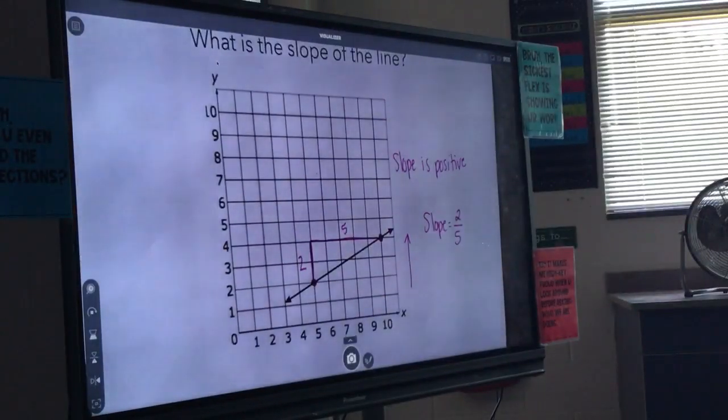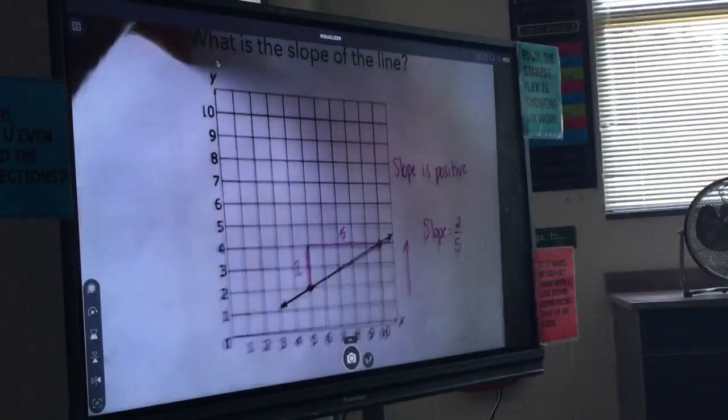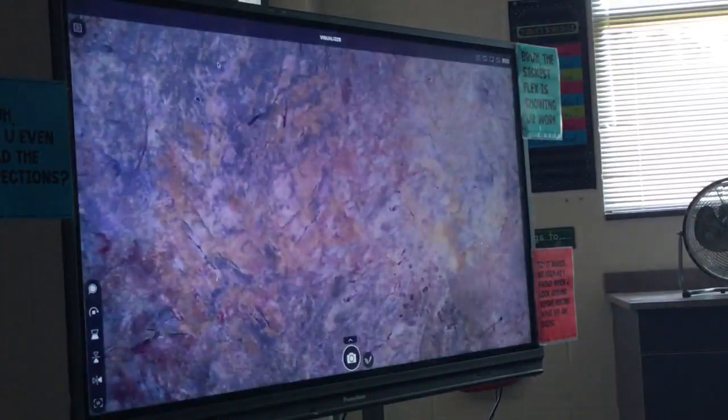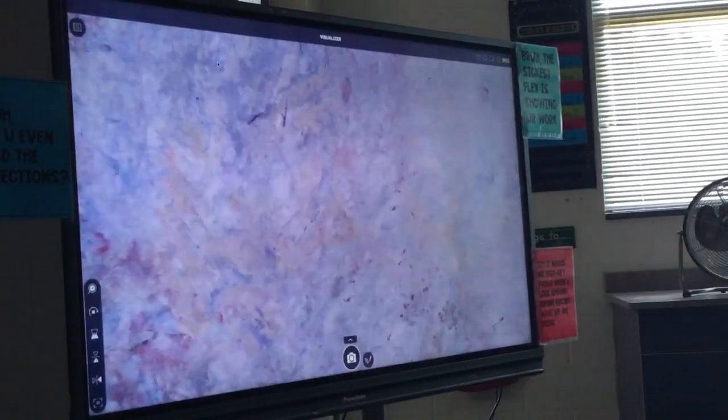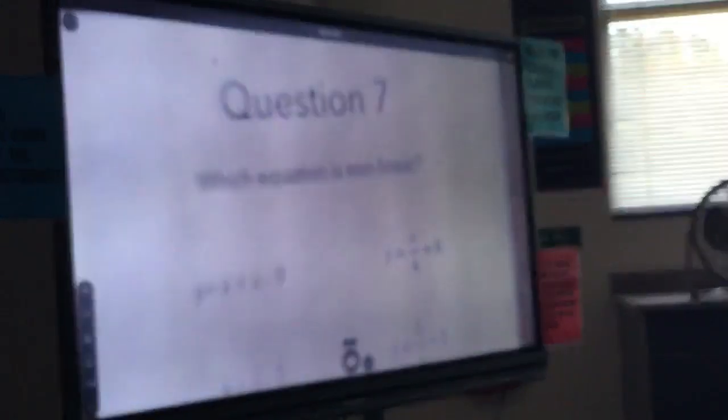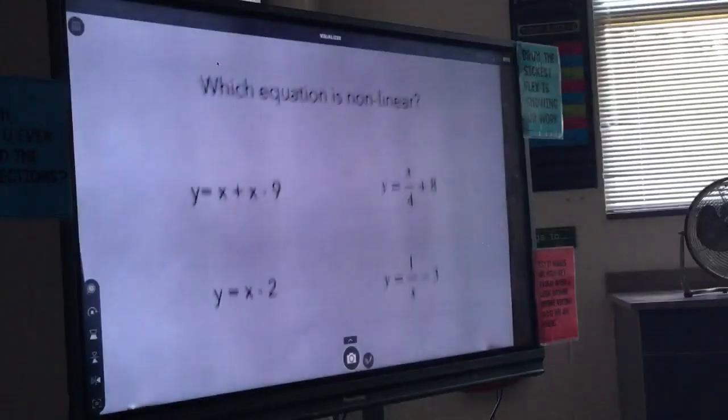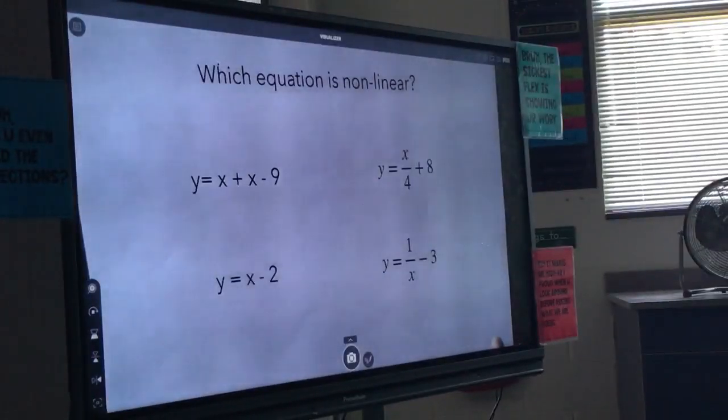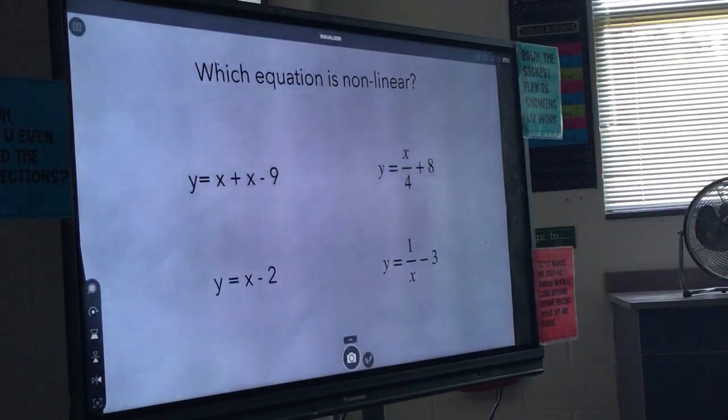All right, questions? All right, number 7. So this question is asking which equation is not linear. All right, and I believe on your test tomorrow, this is going to be a drag and drop. Hold on, let me check. No, this is just multiple choice.